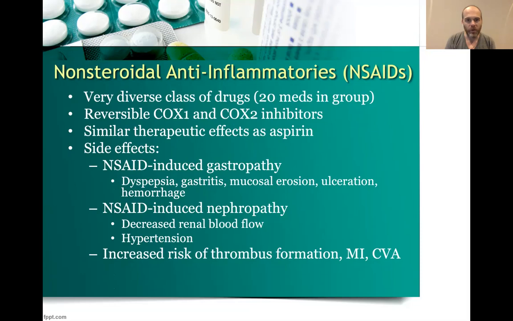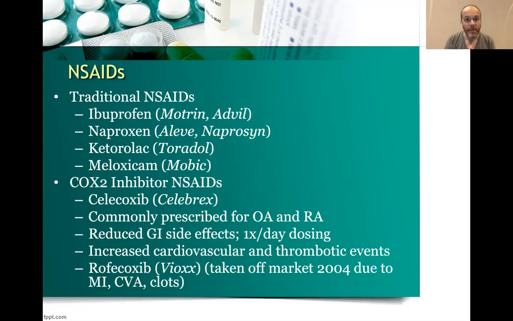There are also reversible COX-1 and COX-2 inhibitors in the NSAID group. They are very similar to aspirin, and these are going to be things like ibuprofen and Tylenol. You can see that most of their side effects are the same as for aspirin, but these do increase the risk of clot formation. These can be things like ibuprofen, Aleve, Mobic, or some common ones that I know of, even Toradol.